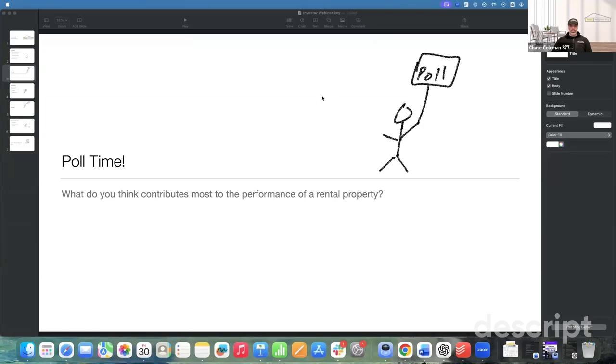Let's launch the poll. Hopefully you guys can see it. Again, what do you think contributes most to the performance of a rental property? One would be the rental rates, two would be maintenance costs, three would be reduced vacancy, and four would be other operating costs or expenses, i.e., taxes, insurance, that type of thing.